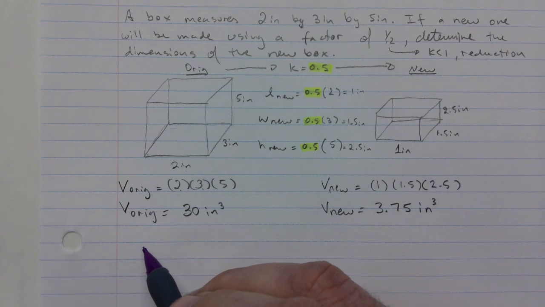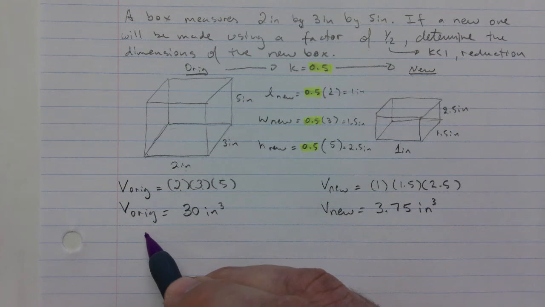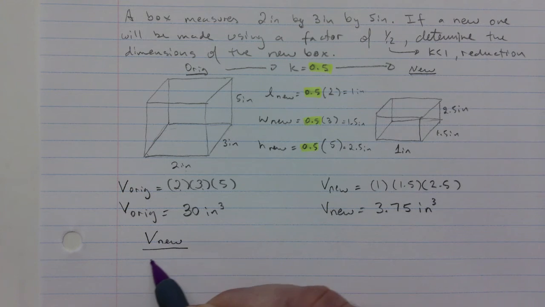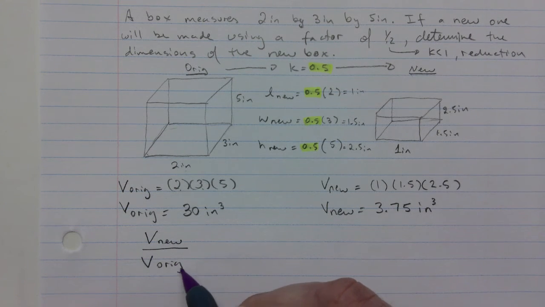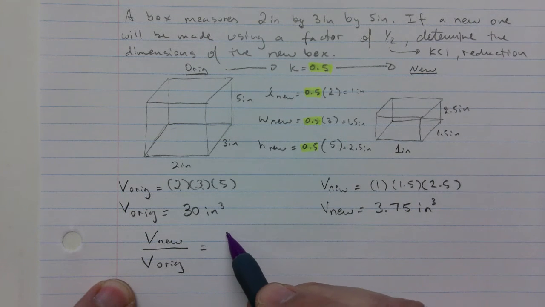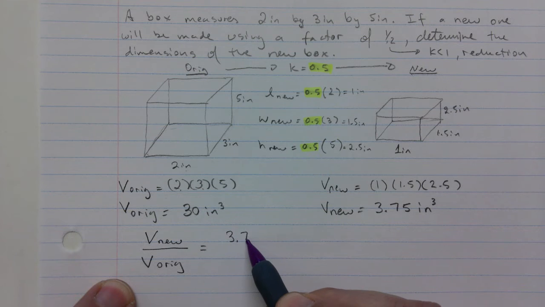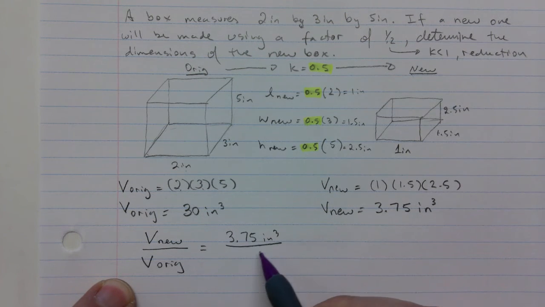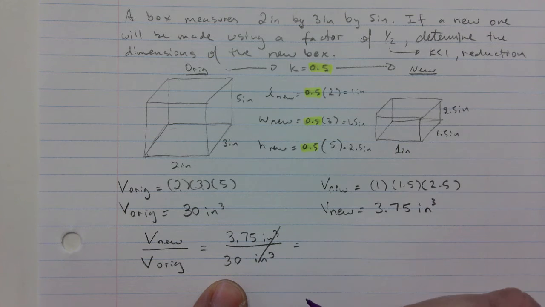So what we do is we will go volume of new divided by volume of original. And what is that going to be? Well, we go 3.75 inches cubed divided by 30 inches cubed, and the units just go. And let's see what we get there.